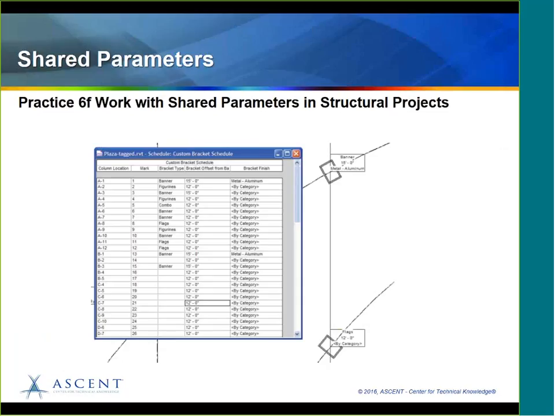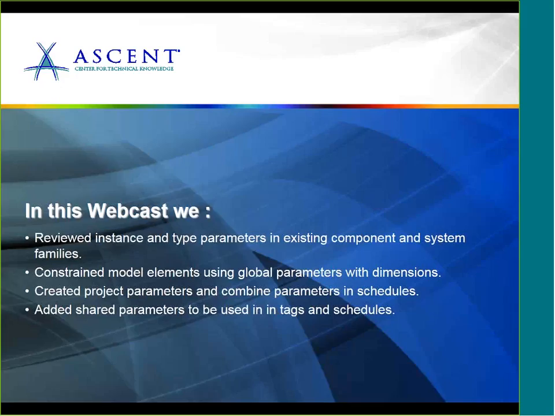So I have been talking a mile a minute, but I do want to make sure we have covered what I said we would. I reviewed the instance and type parameters in our existing component and system families. I looked at how to constrain model elements using global parameters with dimensions. We created project parameters and combined parameters within the schedule dialog box, and we added shared parameters to be used in tags and schedules. So that's what I wanted to do today.